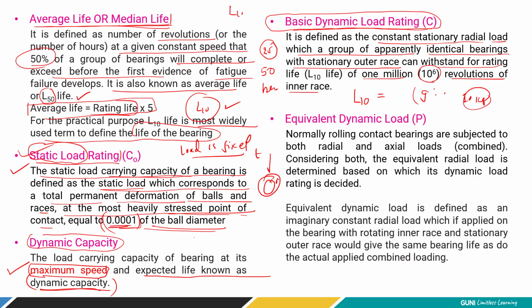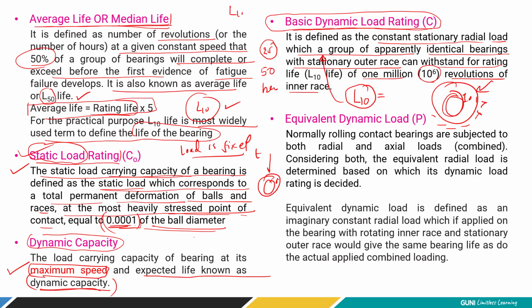Now in which condition? The outer race must be stationary. It is fixed in the housing. The inner one must rotate. So in these situations, whatever load you are applying, and you are getting the L10 service life, that is referred to as basic dynamic load rating. It is termed as C, right? Here the 90% of bearings of a group has to survive. Okay.